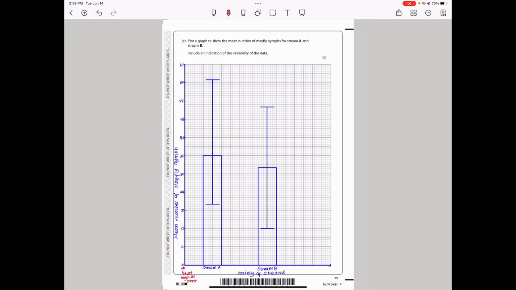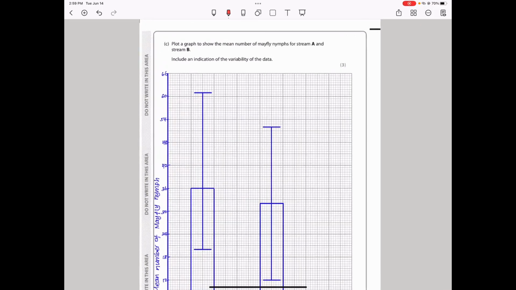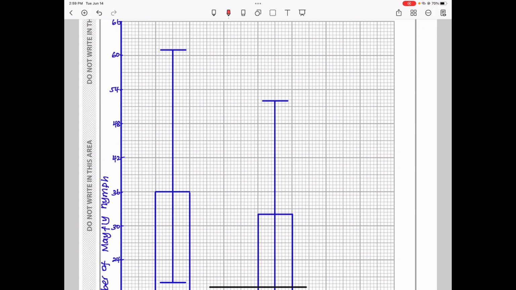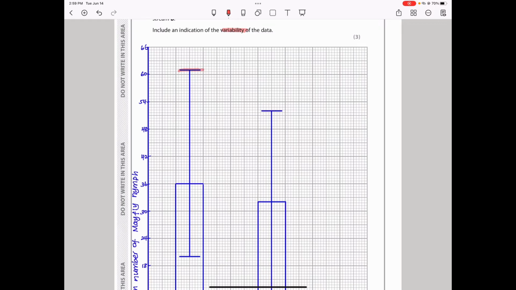They say plot a graph to show the mean number of mayfly names for stream A and stream B. Include an indication for variability of the data. When they say variability of the data, it means you have to show the error bars. Error bars are this. You can see the upper bar, the lower bar. If this is the mean value, the highest value is that and the lowest value is that. So we put a line to connect the highest and the lowest. That is what we call the error bars.